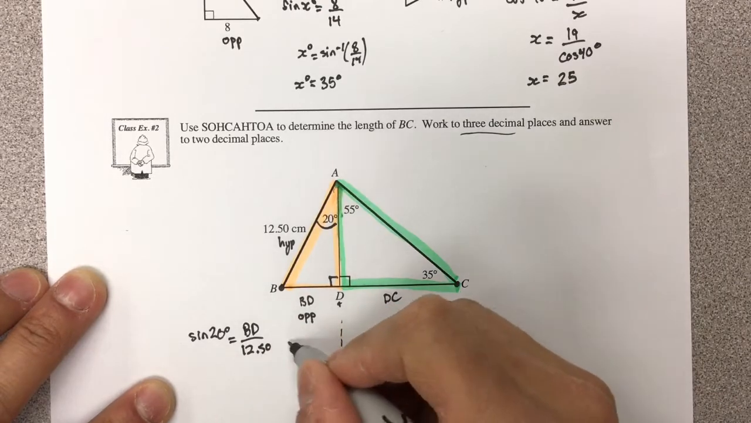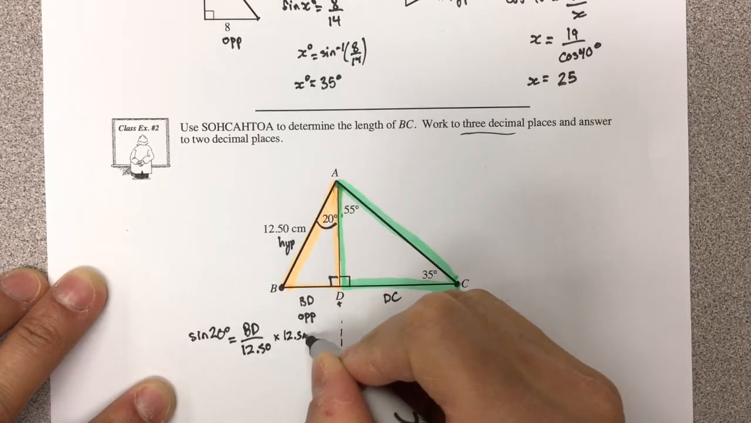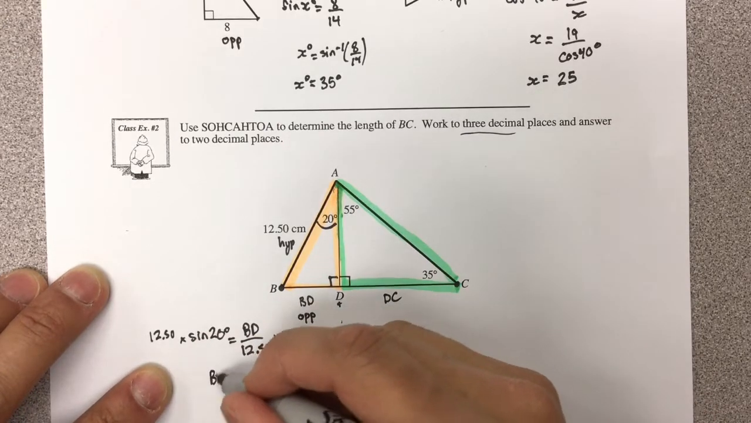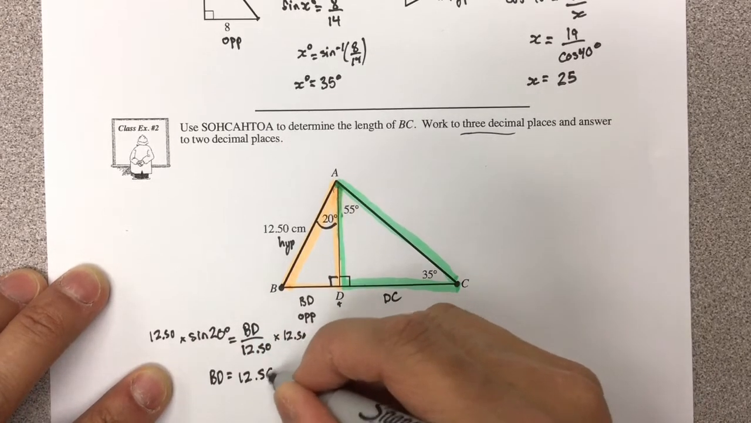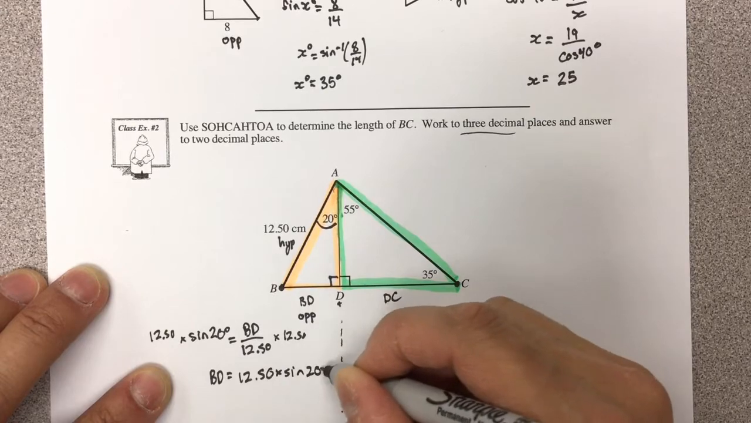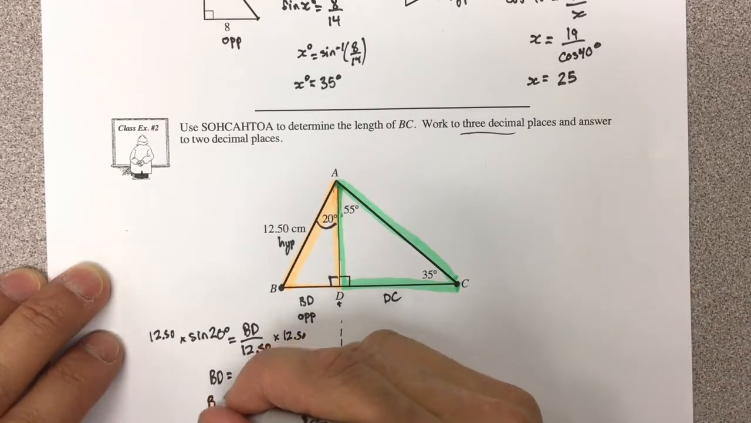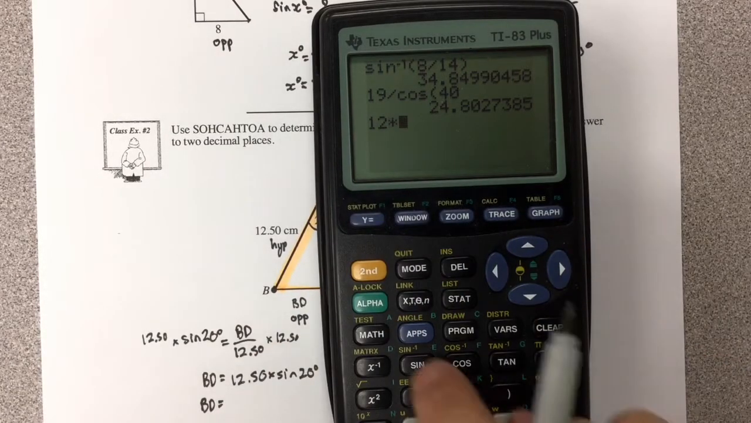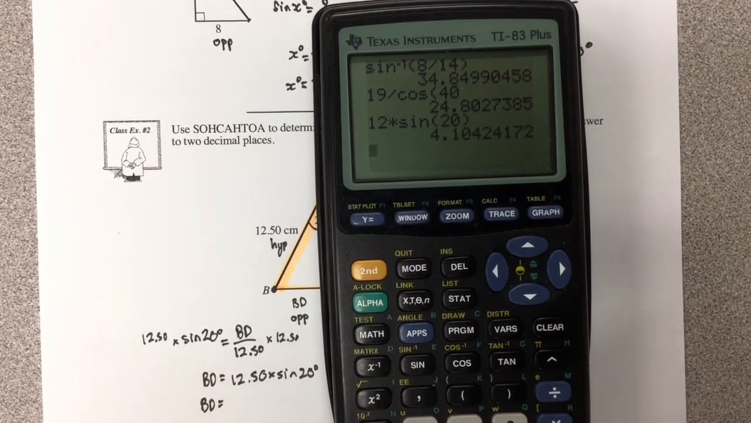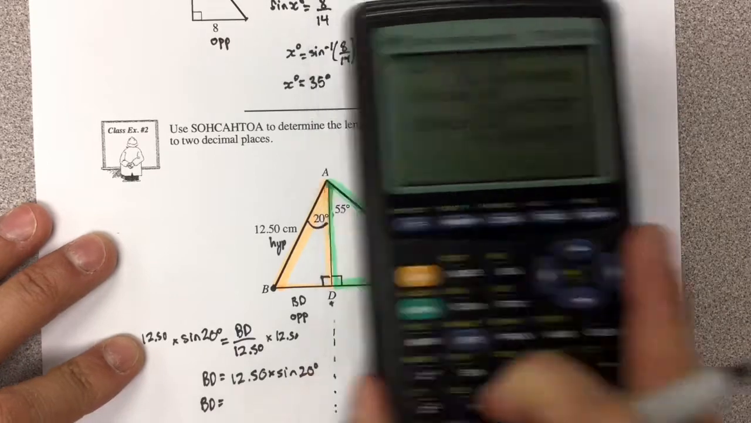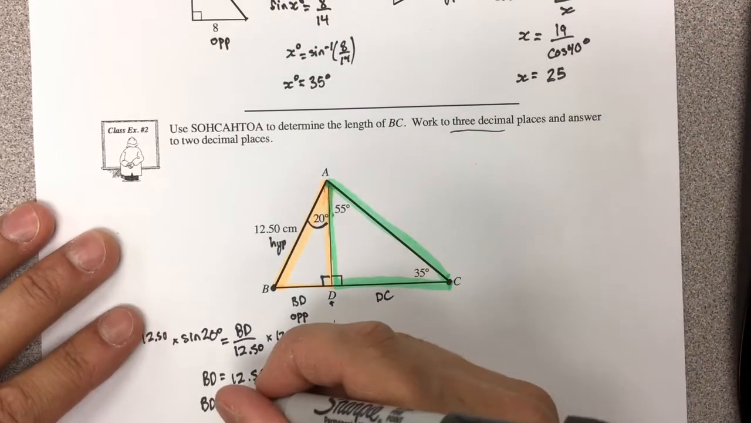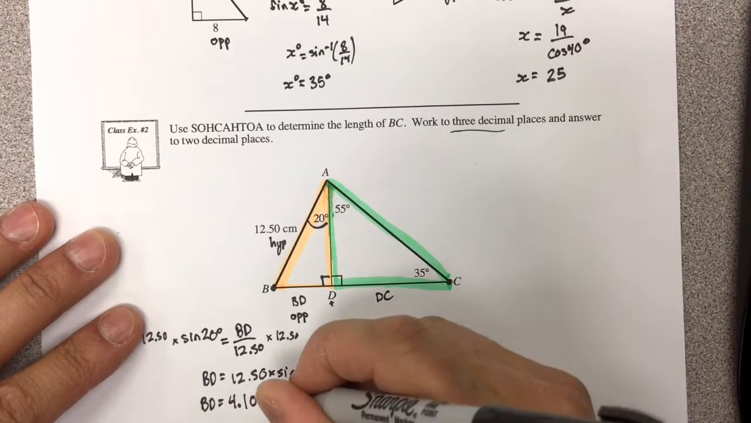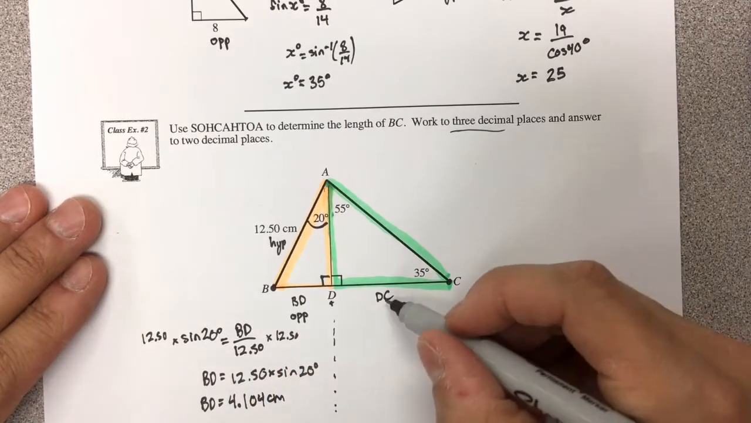Now, I need to multiply both sides by 12.50 in order to find BD. So BD is equal to 12.50 times sine of 20 degrees. BD then is equal to 12.5 times sine 20, which is 4.104. So we're working to 3 decimal places: 4.104 centimeters.